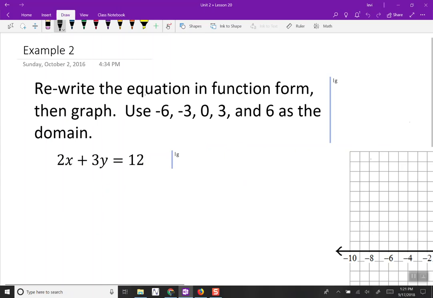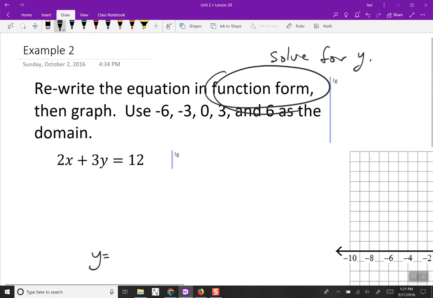Our next example: rewrite the equation in function form, then graph using negative 6, negative 3, 0, 3, and 6 as the domain. So rewriting in function form just means to solve for y. What would I need to do to solve for y? We eventually want this to say y equals. So we want everything to get away from that y except for the y.